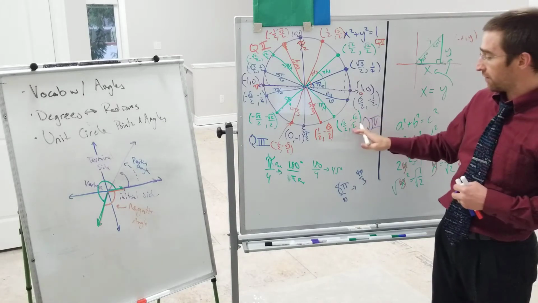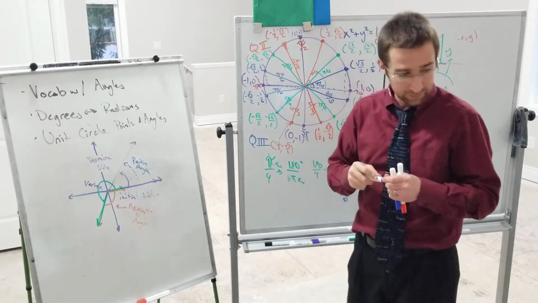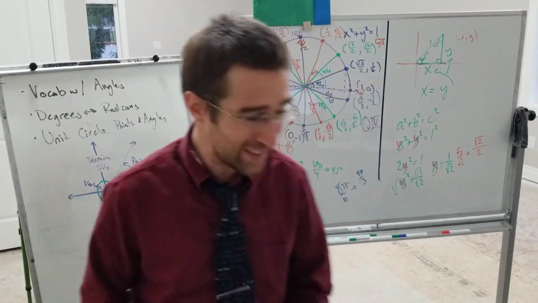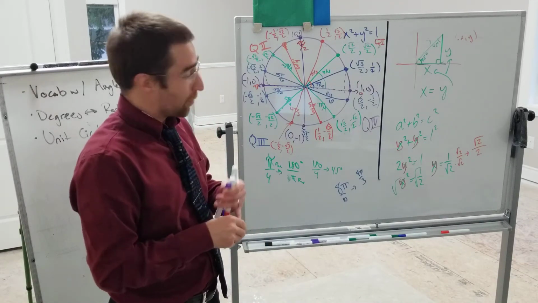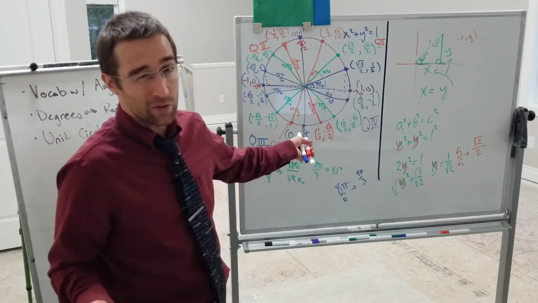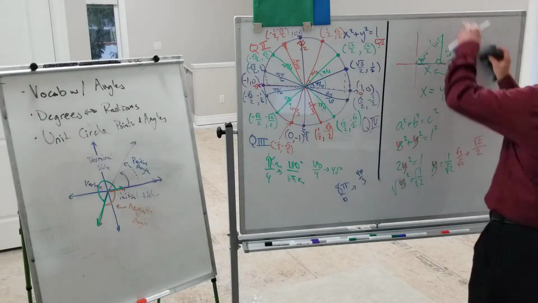Quadrant 4 is positive, negative. Quadrant 3 is negative, negative. So that's basically what you need to know for this lesson. We're gonna do a couple example problems of what this will look like in the homework, and that'll be it for today's video.